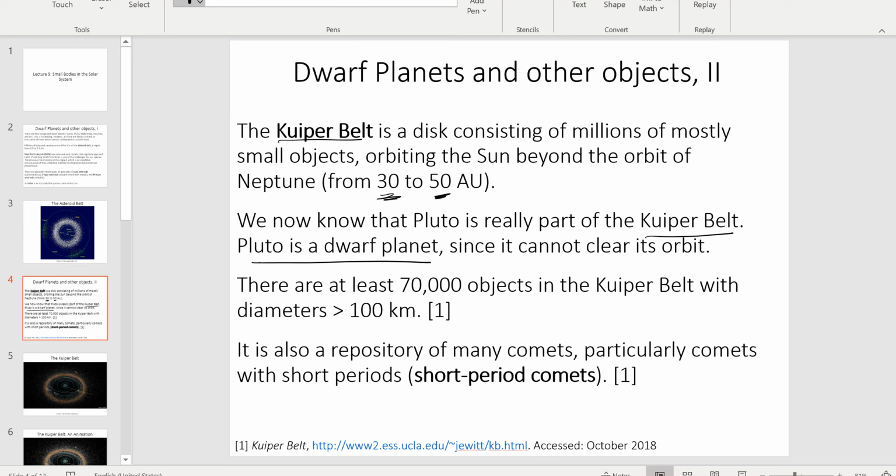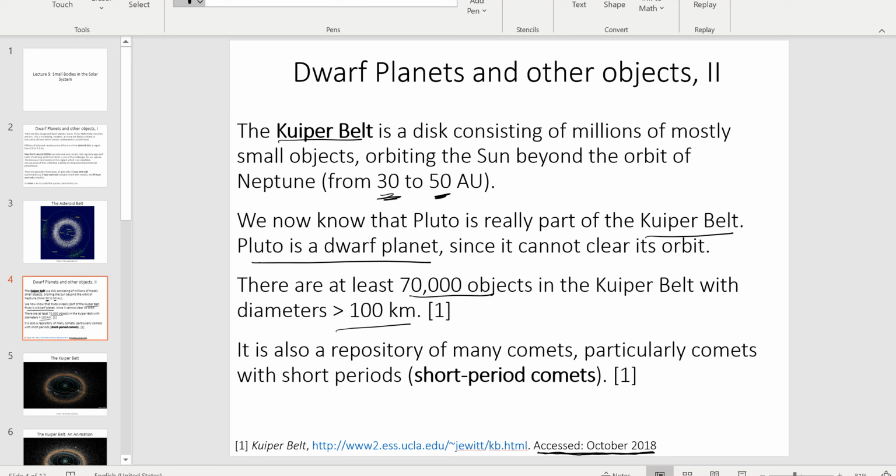There are at least around 70,000 objects in the Kuiper Belt with diameters greater than 100 kilometers. This is a slightly old figure. But the point is that there's a lot of objects in the Kuiper Belt that are very large. A 100-kilometer asteroid is a very large object, let's say compared to the size of an object that would severely harm human life or other life if it were to hit Earth, for instance.